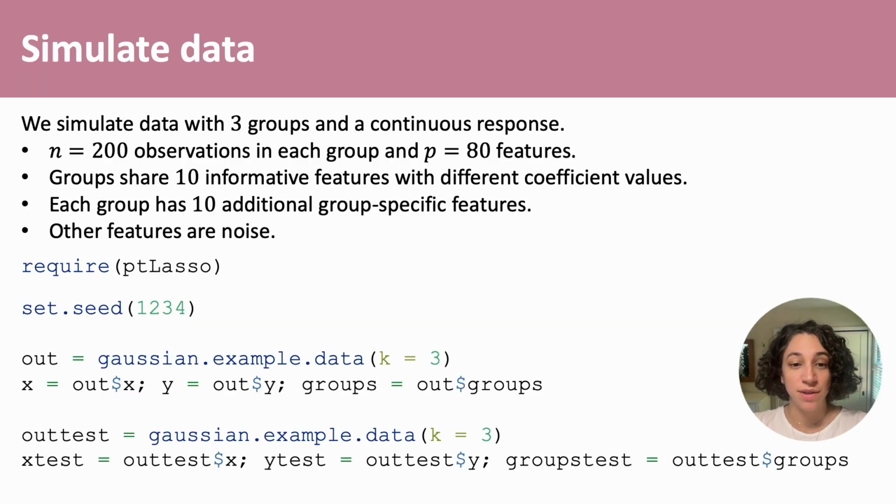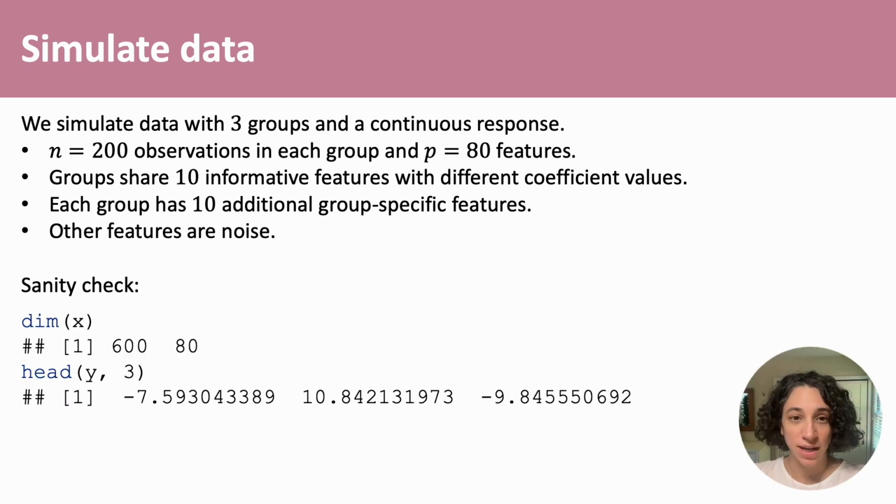We'll simulate data with 3 groups and a continuous response. Each group has 200 observations and 80 features, and the 3 groups share 10 informative features, while each group additionally has 10 group-specific informative features. We simulate this data using a helper function in the ptLasso package called gaussian.example.data. Here's a quick check of our data. Our feature matrix X has 600 observations and 80 features, and our response Y is continuous, as expected.